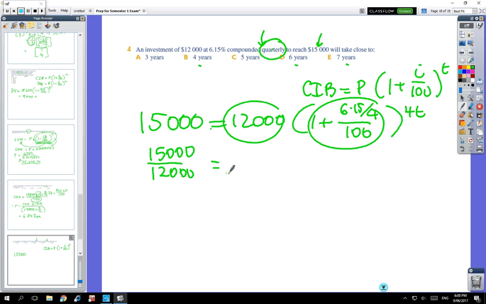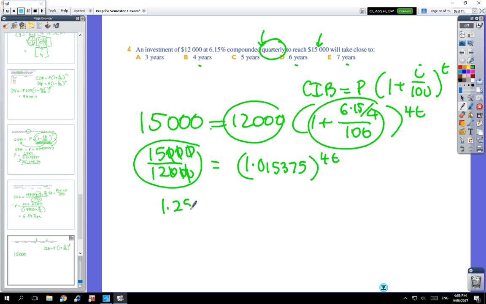So that's 1.015375 to the power of 4t. This number here, 15 over 12, so I've got 1.25 equals this number, 1.015375 to the power of 4t. So this is, I think, beyond the course, because you'd have to use a thing called logarithms.